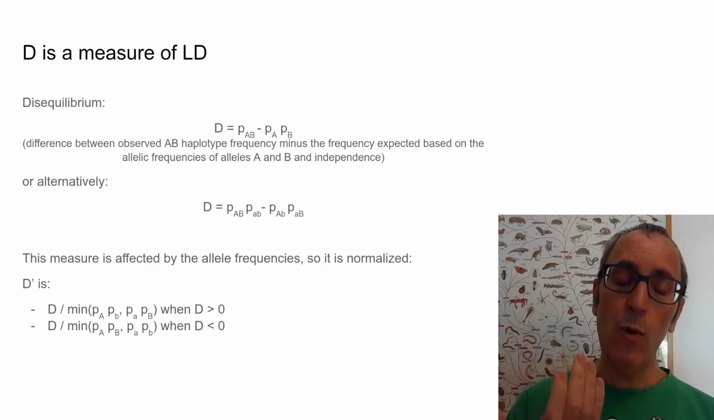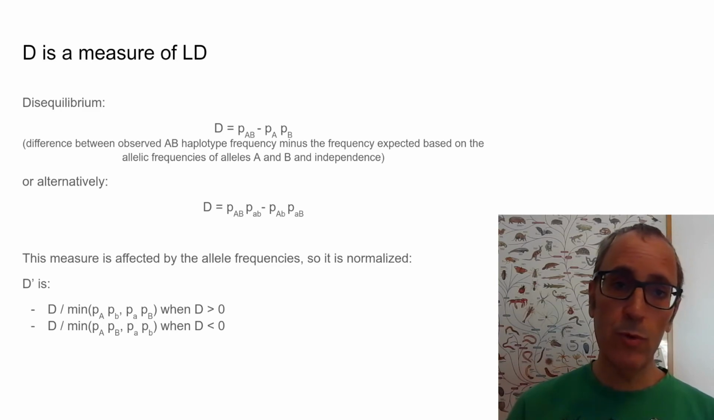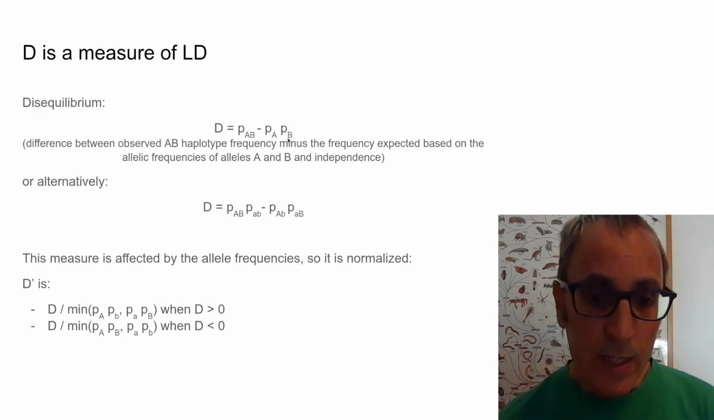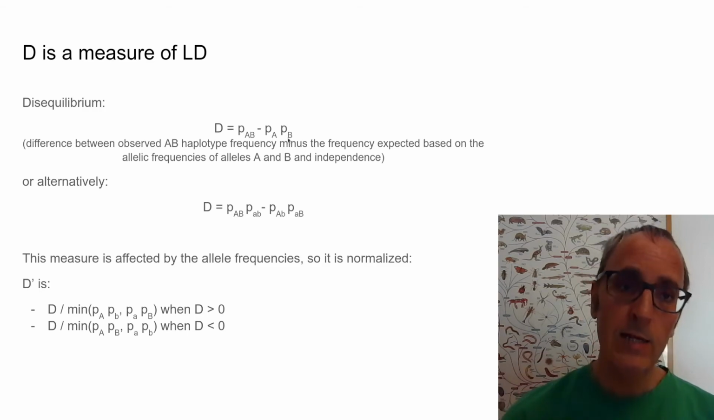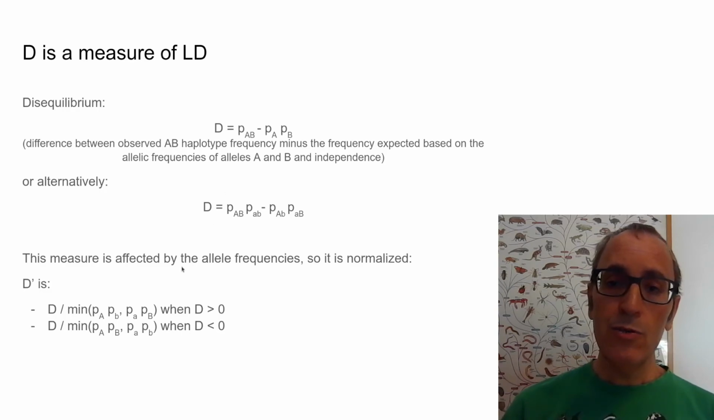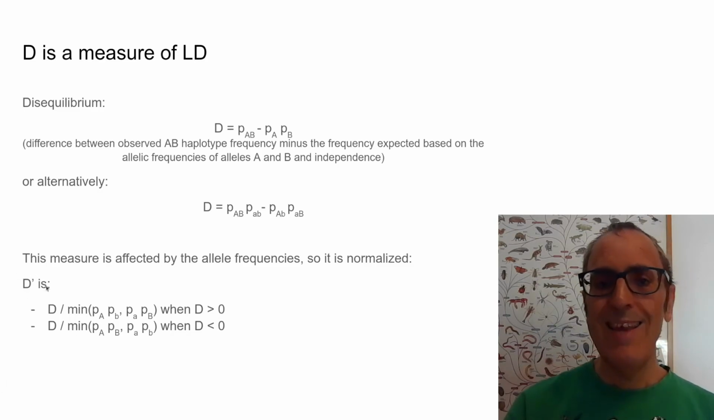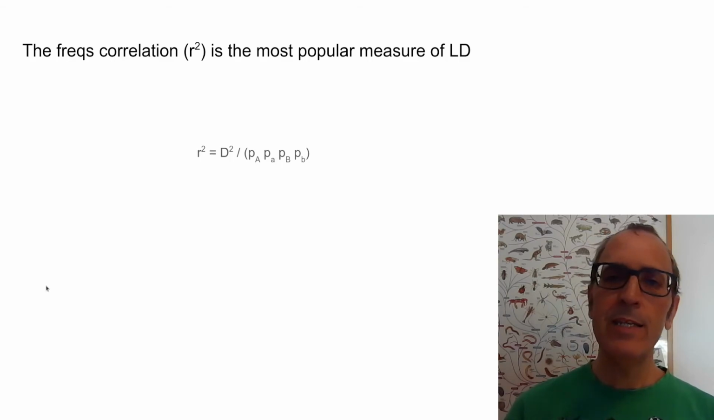So one way to measure this disequilibrium is we calculate what we would expect if we had equilibrium. We calculate the frequency of the haplotypes, the real ones, and we see the difference. Okay, this is one way in which linkage disequilibrium is calculated. This measure is usually normalized, so you will see in some papers that they talk about D prime. But a more common measure is R squared.